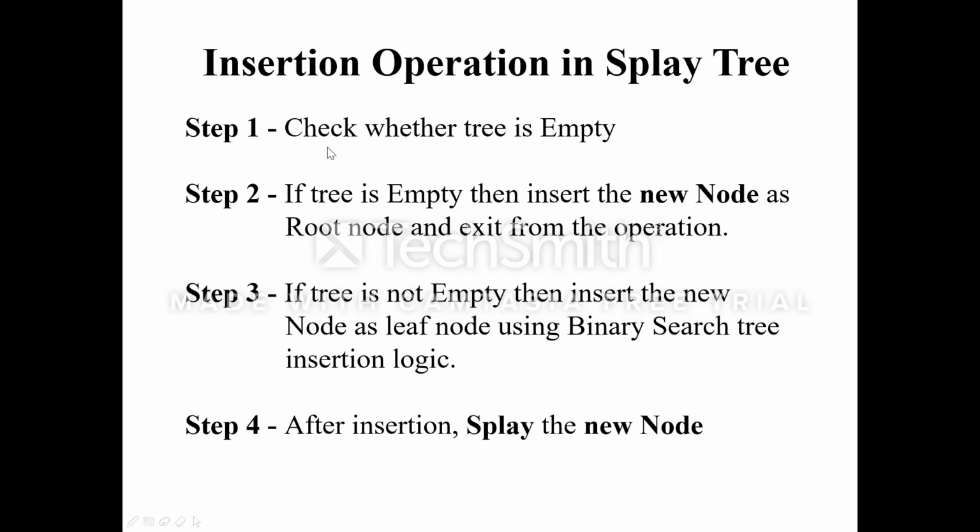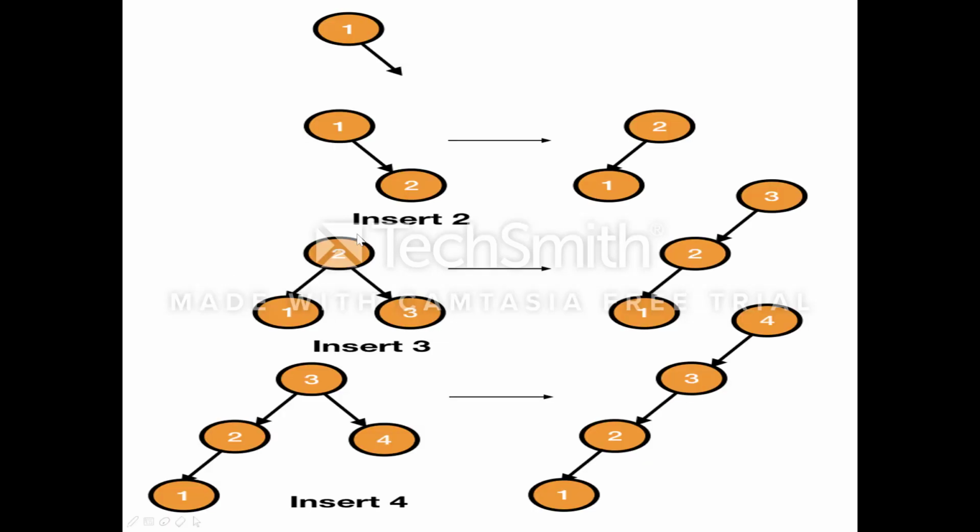Step 1, check whether the tree is empty. Step 2, if the tree is empty, then insert the new node as the root node and exit from the operation. Step 3, if the tree is not empty, then insert the new node as a leaf node using binary search tree insertion logic. That is, if the element is lesser than the root node, it will be placed in the left subtree. If the element is greater than the root node, it will be placed in the right subtree. Step 4, after insertion, you have to splay the new node. That is, you will have to bring the newly inserted node into the root node using the various rotations that we have studied. So let us see the example of insertion operation.